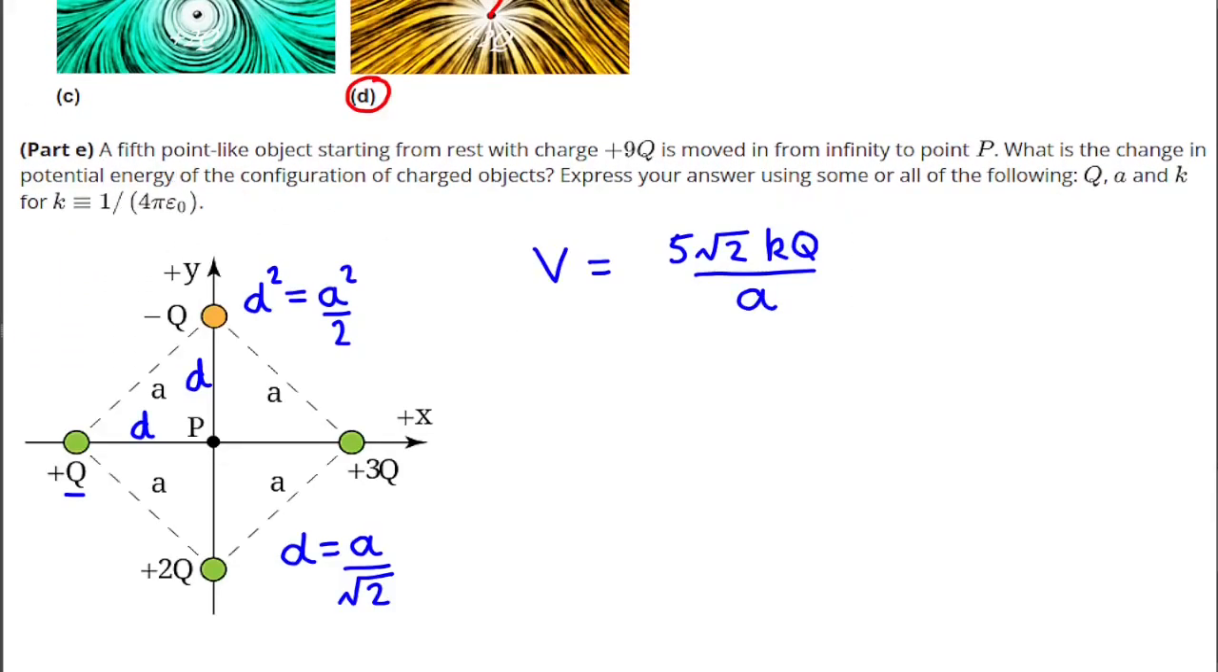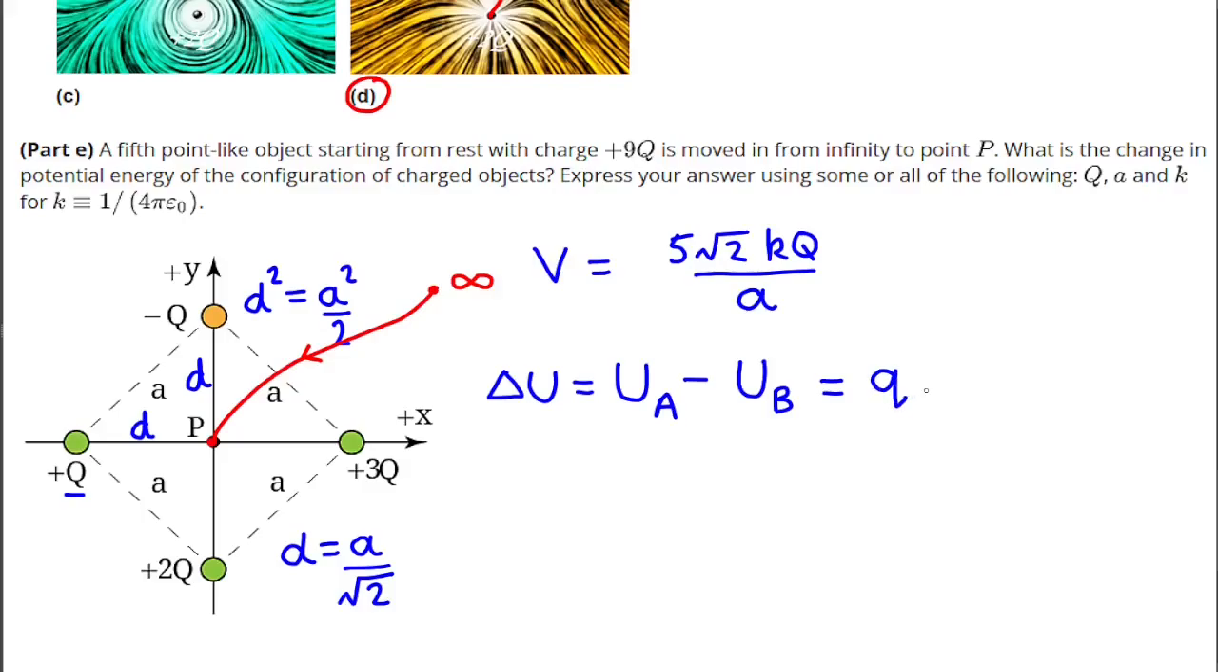We have a fifth point-like object starting from rest with charge plus 9Q moved from infinity to point P. What is the change in potential energy of the configuration of charged objects? Well, we had some potential energy of the configuration when these 4 charges were assembled, so that's before. So the change in potential energy is the potential energy of the 5 charge configuration minus that of the 4 charge configuration.